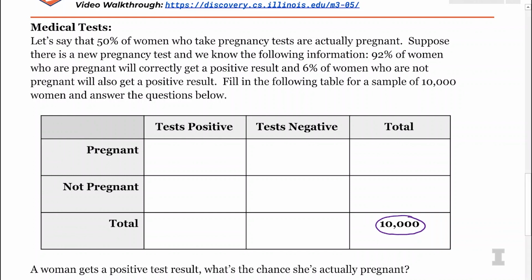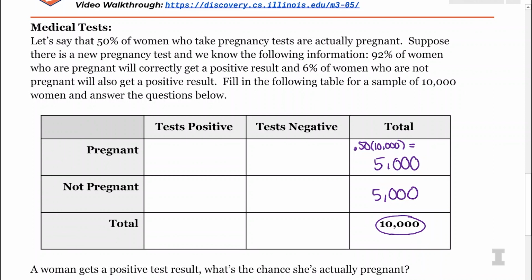They want us to fill in the table for 10,000 people. So 50% of women who take the tests are actually pregnant. I can actually go ahead. That is my first row total. So I can say 50% of 10,000 and fill that in. So 5,000 people are pregnant, 5,000 are not, at least for this particular test.